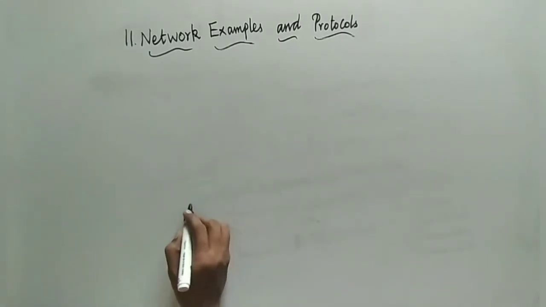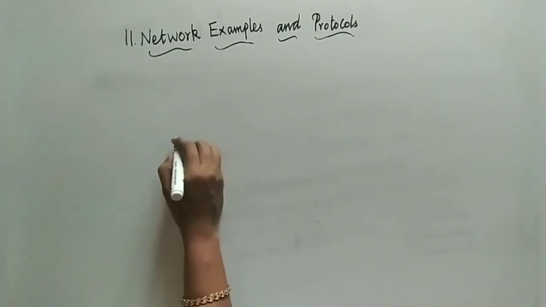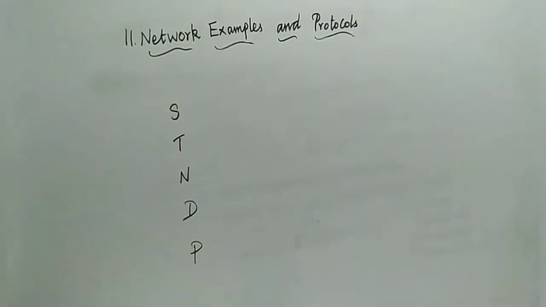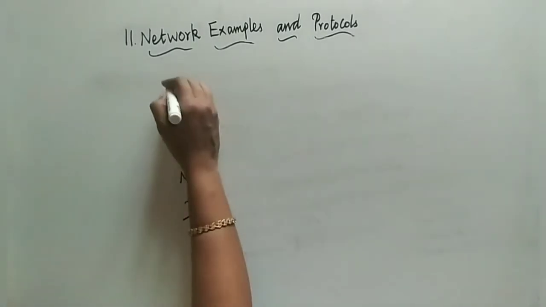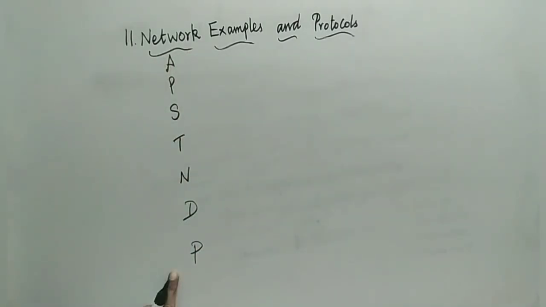Next you are going to have the data link layer, and the next one the network layer, and the next the transport layer, session layer, and the next one the presentation layer, and the next one the application layer. Okay? Starting from physical, data, network, like this it goes on.